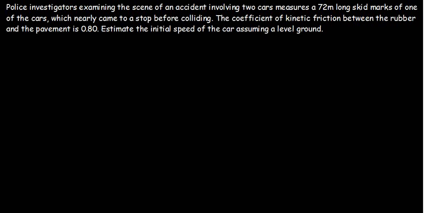Alright, police investigators examining the scene of an accident involving two cars measure 72-meter long skid marks of one of the cars, which nearly came to a stop before colliding. The coefficient of kinetic friction between the rubber and the pavement is 0.80. Estimate the initial speed of the car assuming level ground.